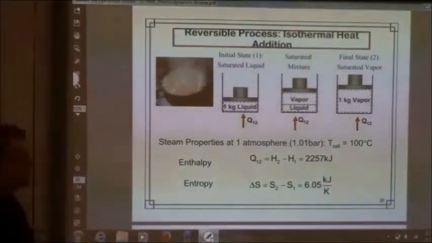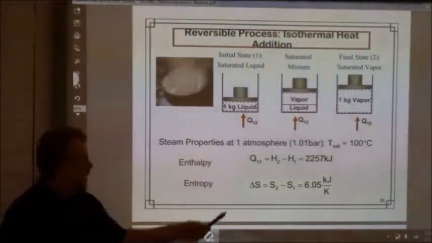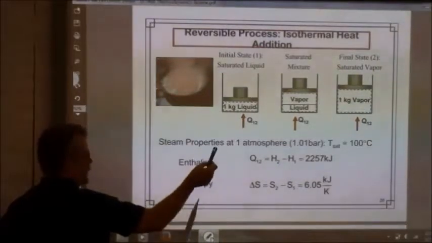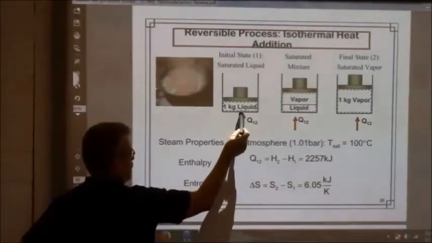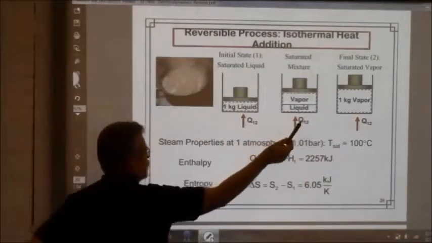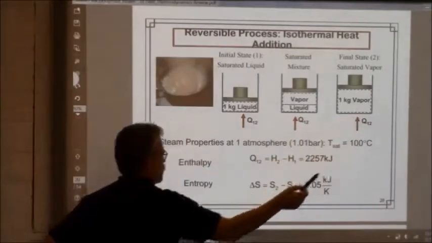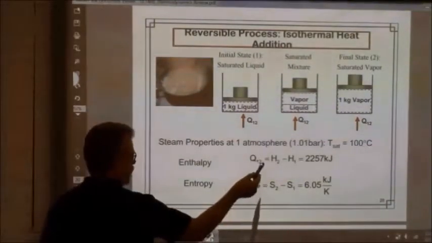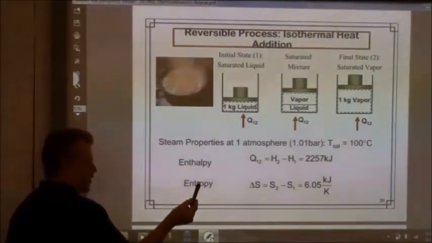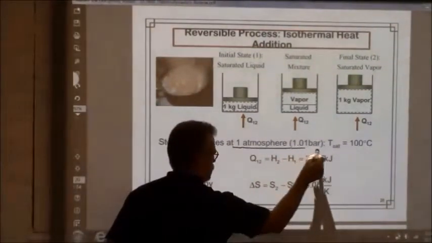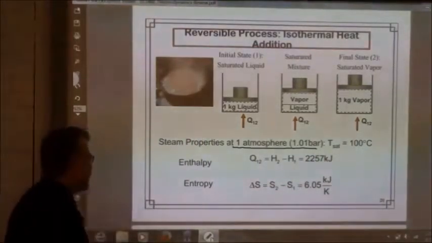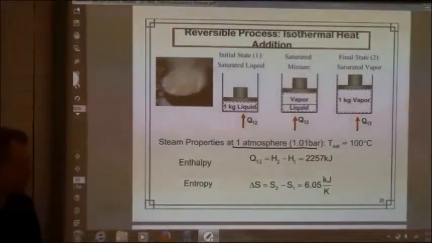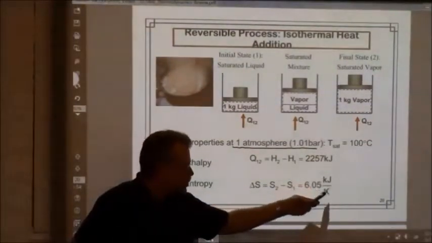Here's a reversible process, and what we're doing is adding heat, making pasta. As we add heat, we gradually go from a liquid to a saturated mixture, and then finally to a saturated vapor. We can look at steam property tables. I'll show you some examples of these, and we can determine the enthalpy required to do this liquid conversion at 1 atmosphere, at 100 degrees C. And we can also measure something called the entropy. The entropy we can think of as a measure of the heat transfer that's being added. This is in kilojoules per degree Kelvin.